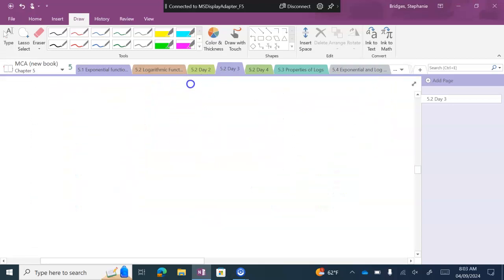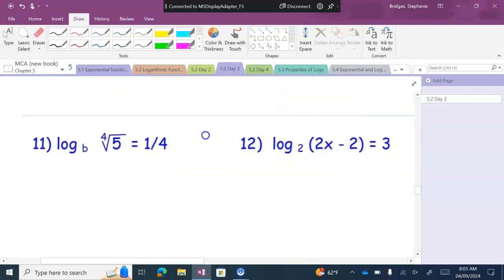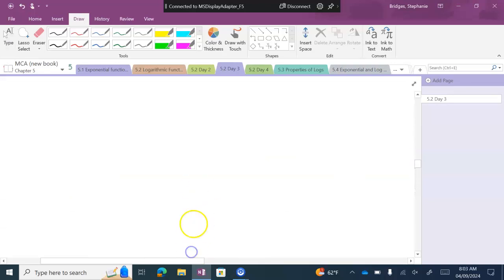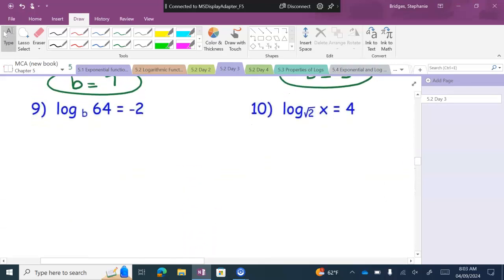Let's see. What else I got there? Hold on. Okay, yeah. I want you to try 9 and 10. Sorry, I was just seeing what else I had. Try both of those. Don't let that square root mess you up either.